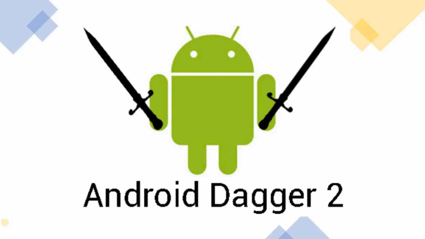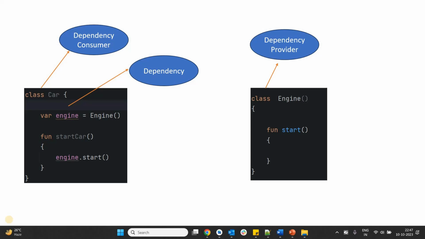Before we move forward, let us be aware of the three terms that we would be using frequently in this topic. Those three terms are: what is a dependency, what is a dependency consumer, and what is a dependency provider.